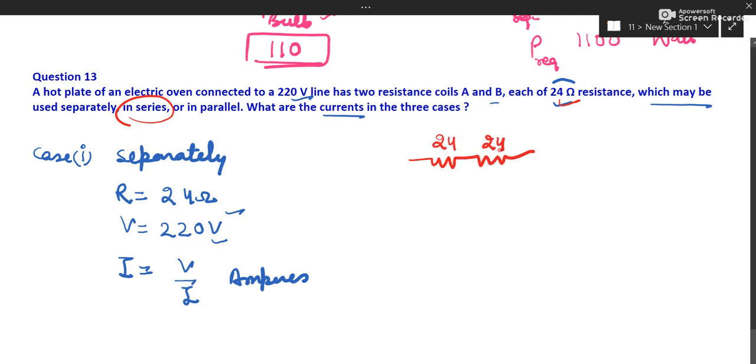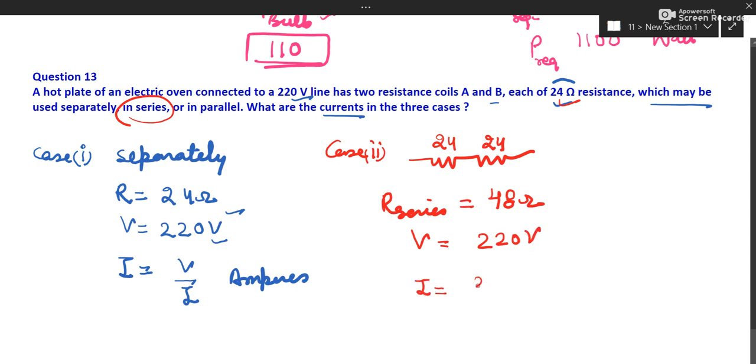Case number 2, in series. When you will connect these two in series, 24 ohms and 24 ohms in series, what is the resistance in series? That we everyone know. 24 plus 24, that is 48 ohm. Okay, and voltage is given as 220 volts. So we can find out the current in this case also. Simply you can divide V by R. Find out, divide properly using mathematics and report in amperes.